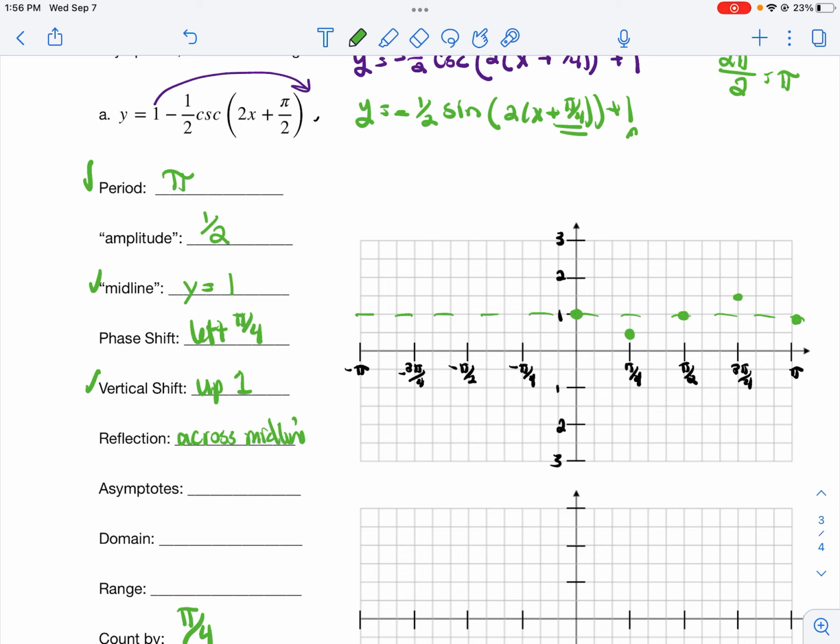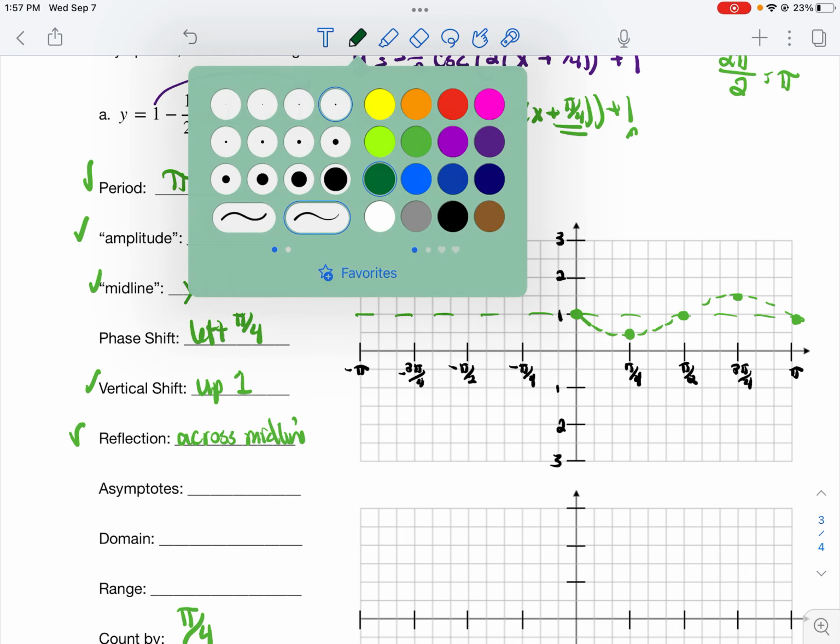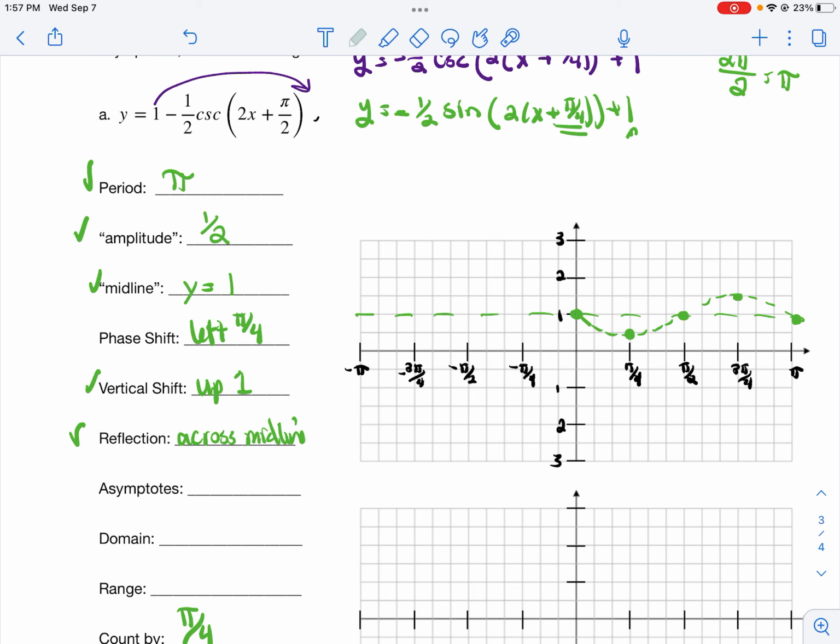And there's one period of that sine graph. Okay, now I have a phase shift left pi over 4. I'm going to do a little darker, a different color. So now I'm going to move each of these points left pi over 4. Well, that's nice. I'm counting by pi over 4. So each of these dots just moves to the left pi over 4.